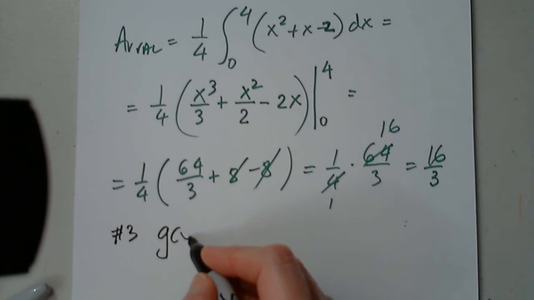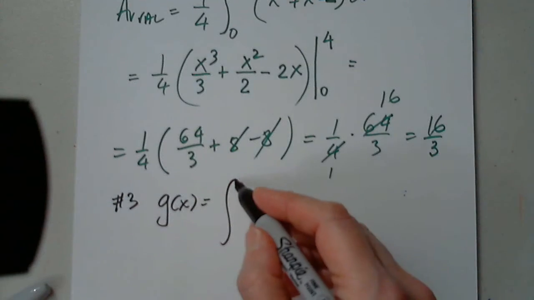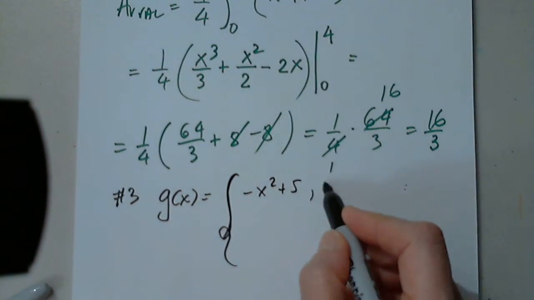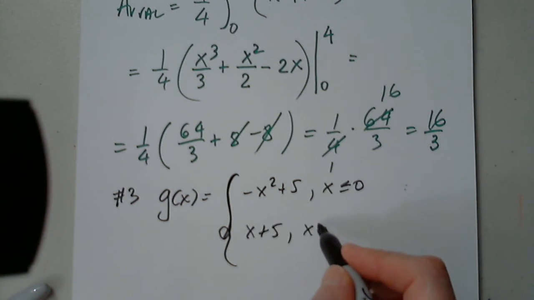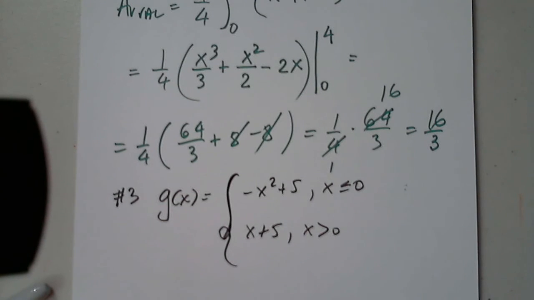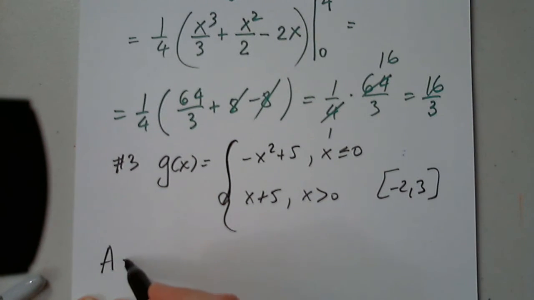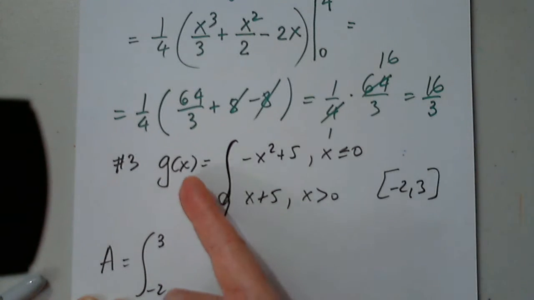In number 3, we have g of x, which is, it's not the integral just yet, negative x squared plus 5 for x less than or equal to 0, and x plus 5 for x greater than 0. Notice here we have the interval, negative 2 to 3. Find the area under the graph. Well, I know the area will be the definite integral between negative 2 and 3 of g of x dx.